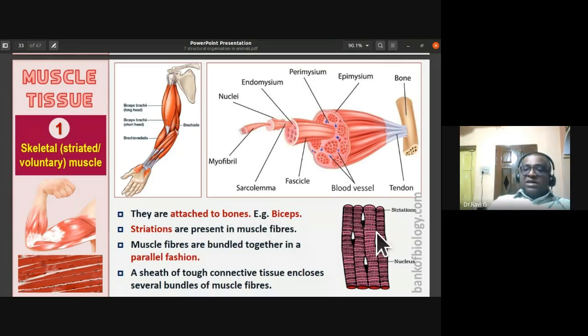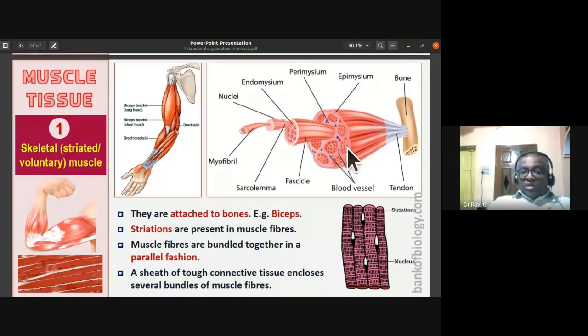The striations are present in the muscle fibers, that is the light and dark bands you can notice. Muscle fibers are bundled together in a parallel fashion. A sheet of tough connective tissue, the epimysium, encloses several bundles of muscle fibers. You can see these things in the slide.